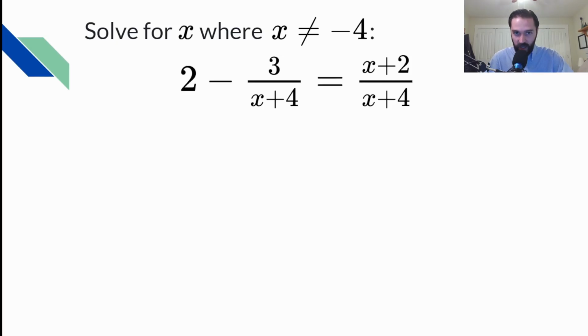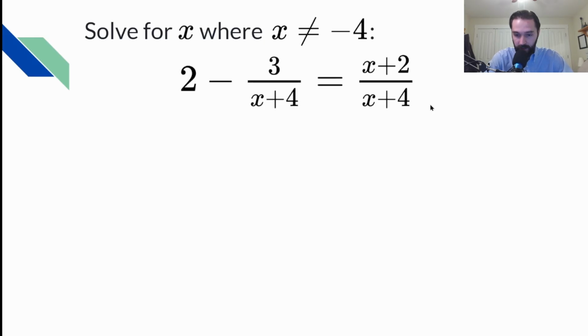Here we're asked to solve for x where x does not equal -4. So this is a rational equation, which means we'll need to be careful when we get a solution. We'll need to check it to make sure it's not extraneous, and we'll just check it against this list here. X cannot equal -4 because if you plug a -4 in, you get division by 0.